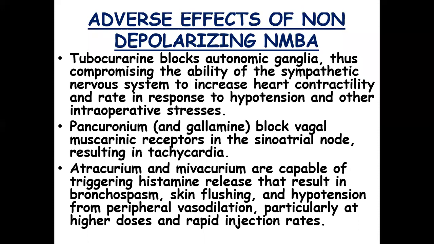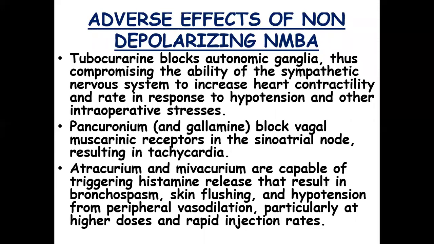Now, if we talk about the adverse effects of the non-depolarizing neuromuscular blocking agents, the first such agent was tubocurarine. It blocks the autonomic ganglion, so it compromises the ability of the sympathetic nervous system to increase heart contractility and rate in response to hypotension and other intraoperative stresses. So it masks the sympathetic effect, and if the anesthetist is not vigilant, it can cause a problem. But tubocurarine is not used nowadays.